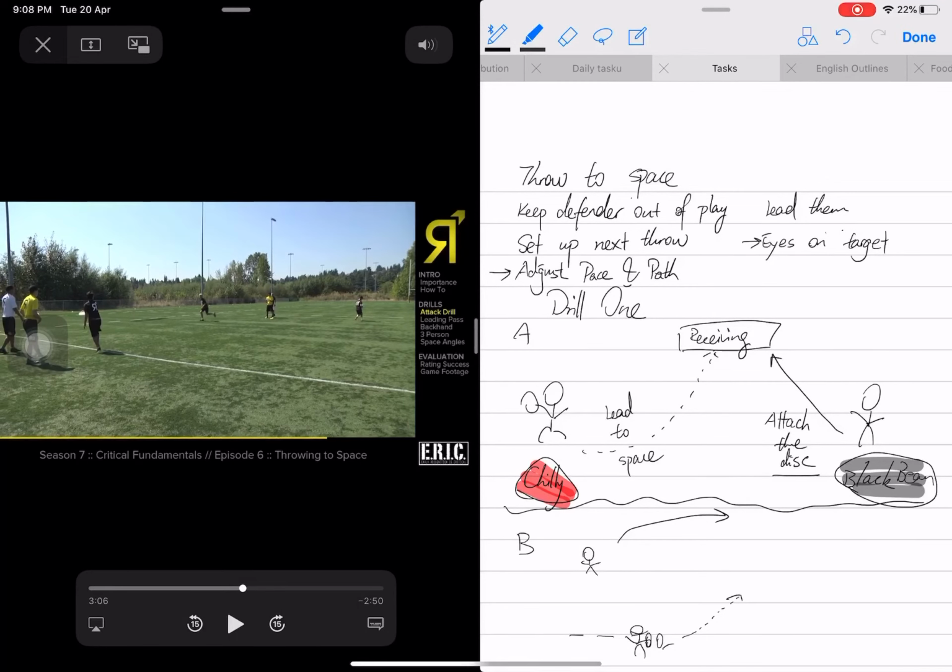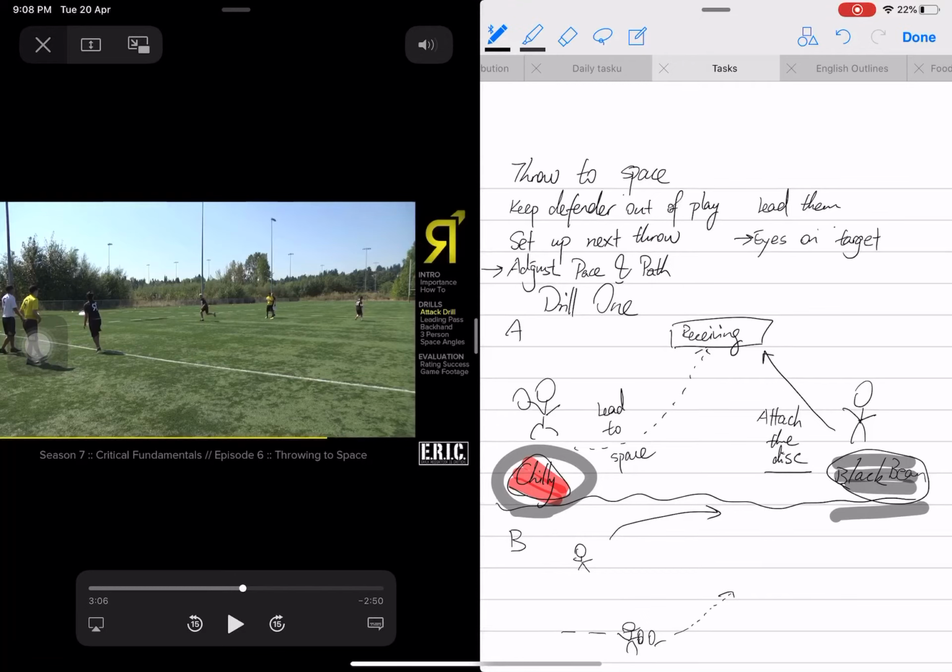Good, we're leading it. Cool, so the drill is we can line up on one side as chili. Another side, we can have black beans. And the chili can throw to the black bean, leading them to receive in a certain zone here. And after throwing the disc, the chili person can just go to receive the next disc. This is the idea of our first drill.